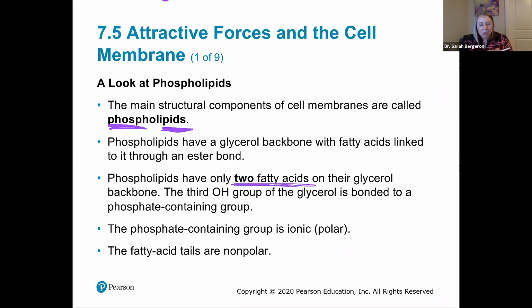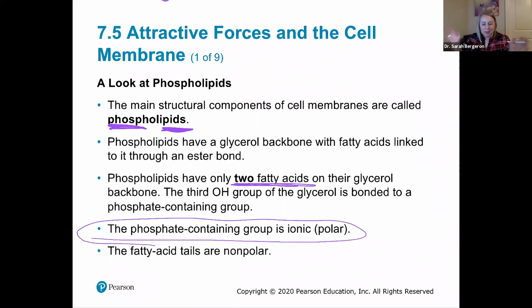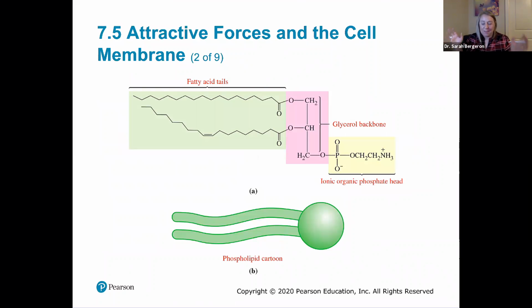On that third one, instead of having a third fatty acid tail, what we're gonna have is a phosphate containing group. And so a lot of times that phosphate containing group is polar and big. And so now we have this opposite things going on, right? We have a very non-polar fatty acid tail, and we just stuck on a really, really big polar phosphate group. So now we're very amphipathic. All right, so what does this look like?